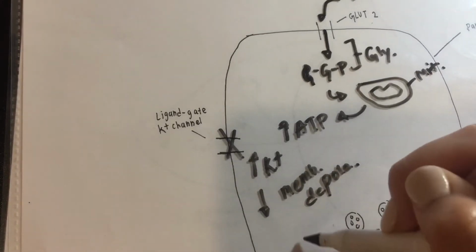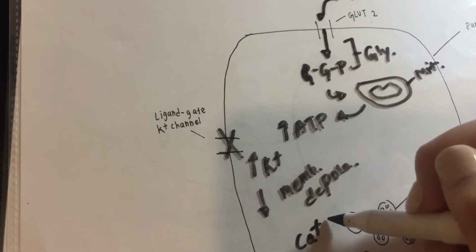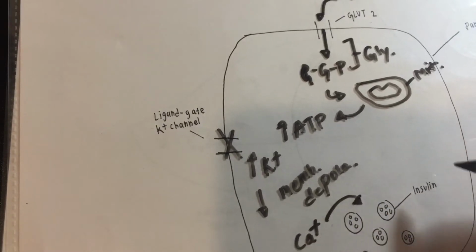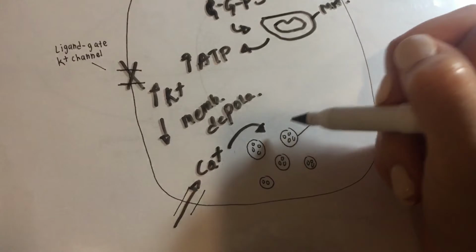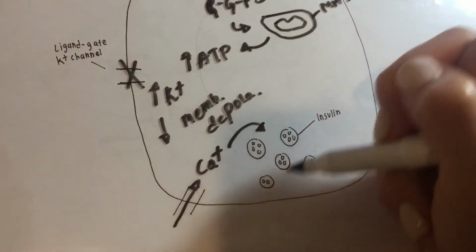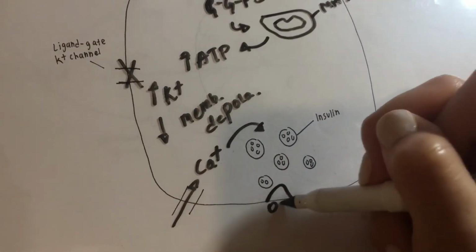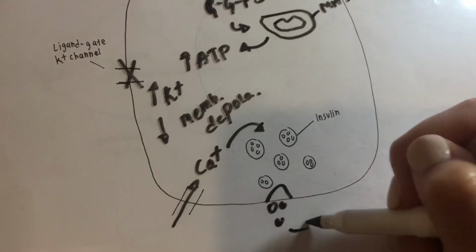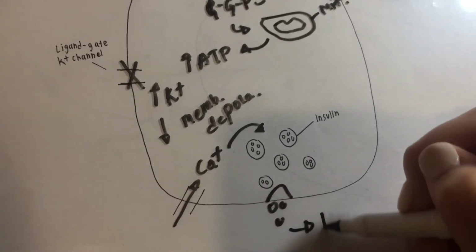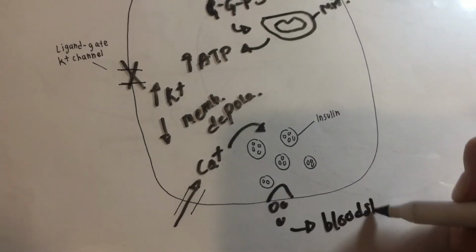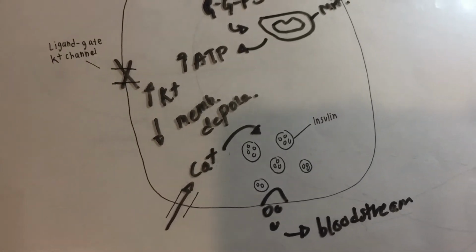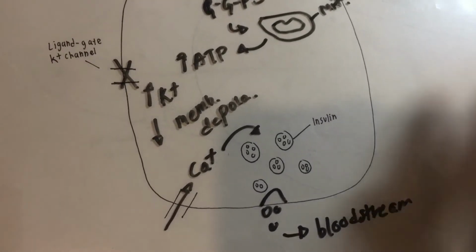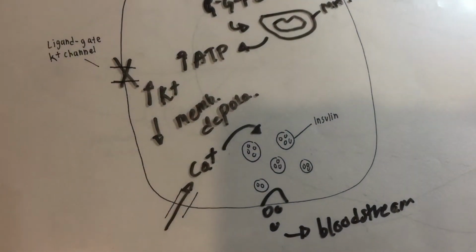And this causes calcium to enter the beta cells. And when calcium enters, insulin is able to get released from the vesicles. They get released from the beta cells, and then the insulin gets released into the bloodstream, which helps the glucose enter the cell so it can get converted into energy.